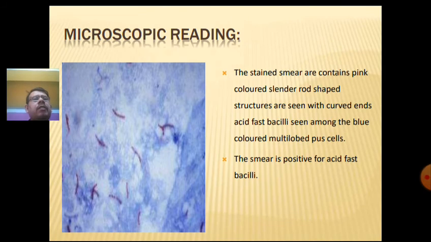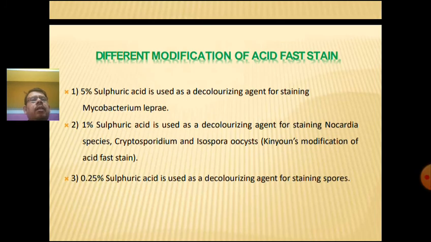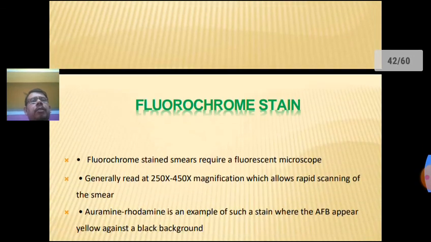Microscopy reading: in the stained smear, pink colored, rod shaped structures are acid fast bacilli seen among the multicolored pus cells, and the smear is positive for acid fast bacilli. Differential modification of the acid fast staining generally uses 5% or 1% sulfuric acid as the decolorizing agent, and 0.2% sulfuric acid is the decolorizing agent for staining of spores.